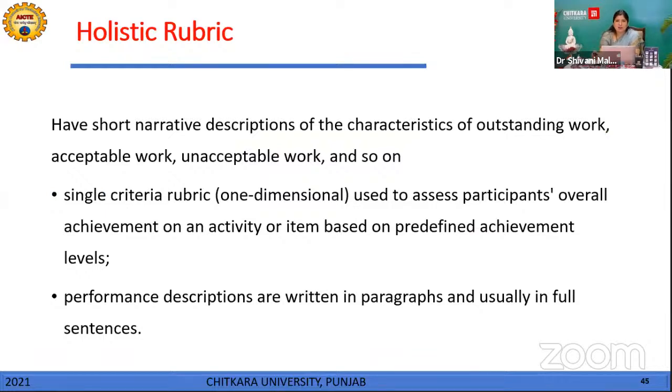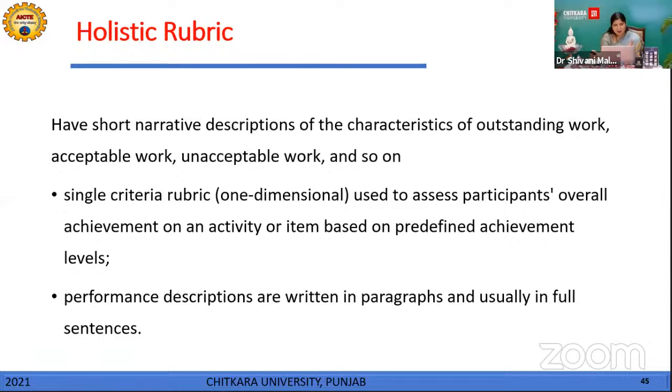Okay, now is a holistic rubric, and this is what we majorly use while we give the rubrics along with our assessments. It has a short narrative description of the characteristic: what you call outstanding work, what you call acceptable work, and what is not accepted at all, which a student is required to repeat. So that a student may get to know, if in comparison to somebody else I scored less, what I was required to do more in the examination or in the project or while demonstrating. But those characteristics should be very well defined.